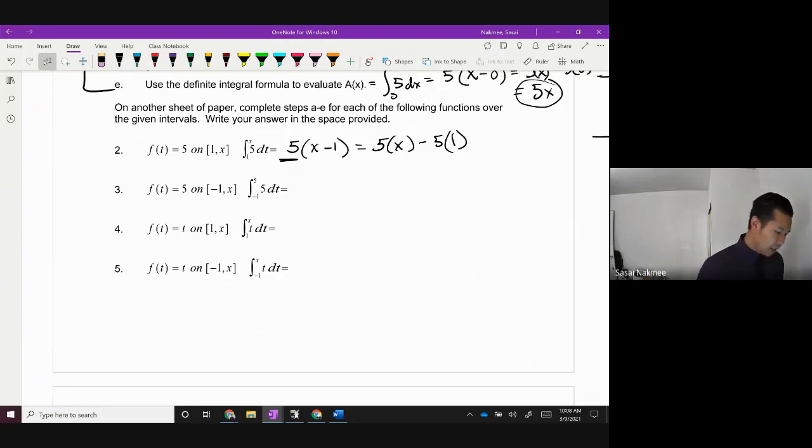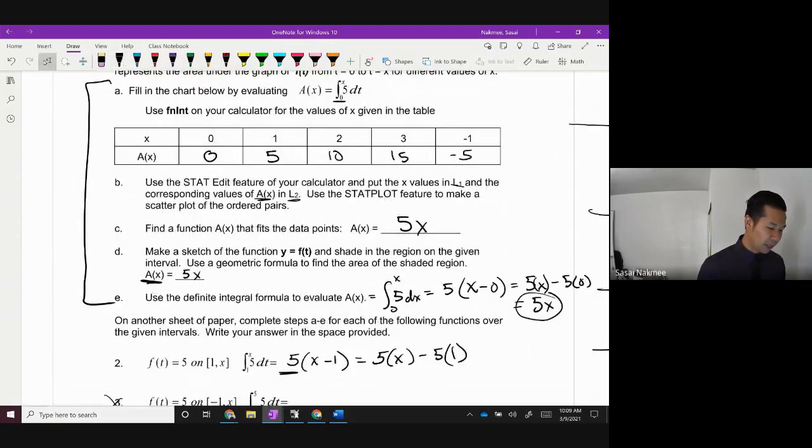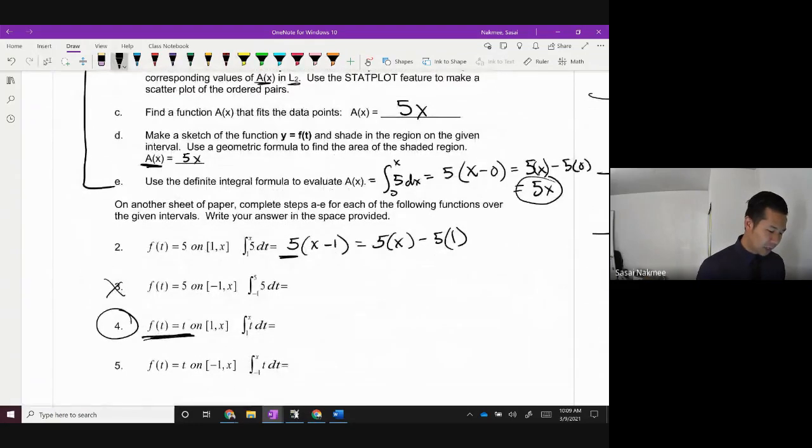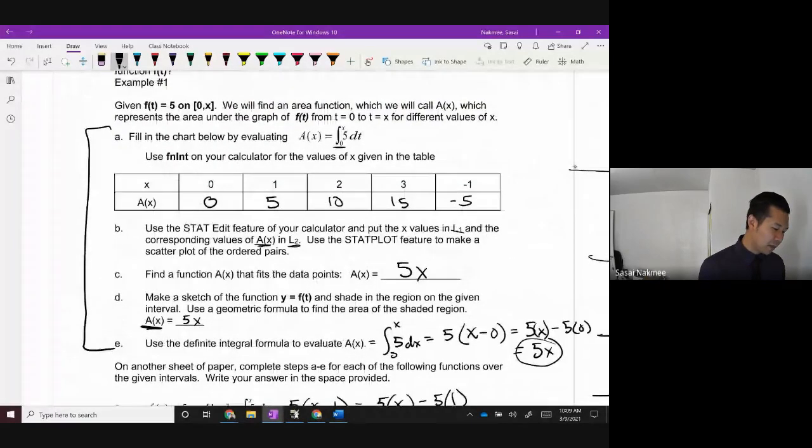Yeah, you know what? I'm not going to ask you to do number 3, but for you to finish up this worksheet, I want you to try number 4. You don't have to do this right now, but I want you to make a table. Go from 0, 1, 2, 3, and -1 for this function this time: f of t is equal to t instead of f of t is equal to 5.